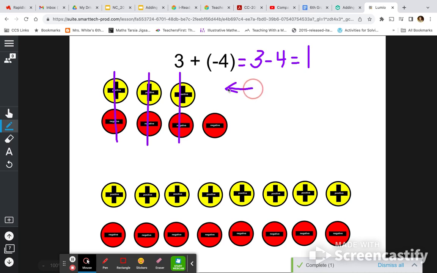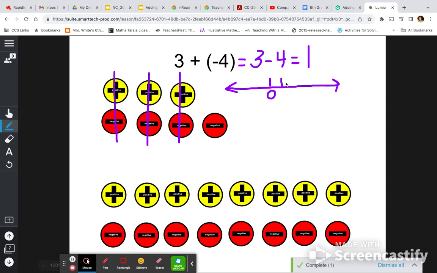And again, it's not going to be perfect. I'm using my mouse, but that's okay. We're going to try to get this in here. And we know we always start with 0. So I'm going to put 0 about right here. Okay. And then I'm starting with 3, positive 3.